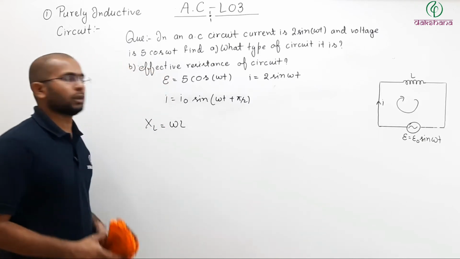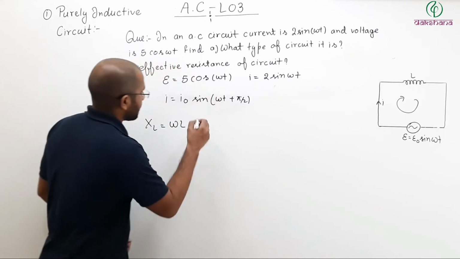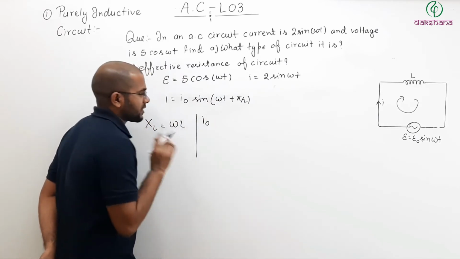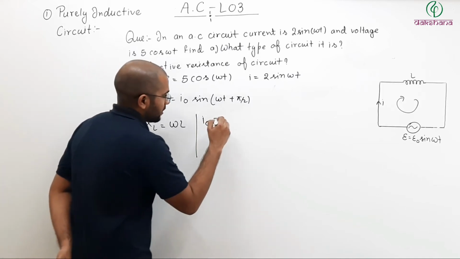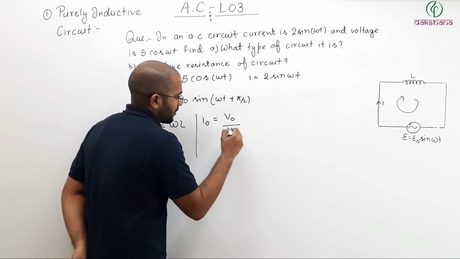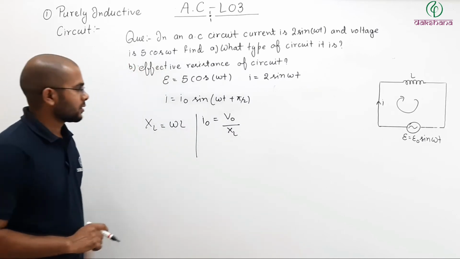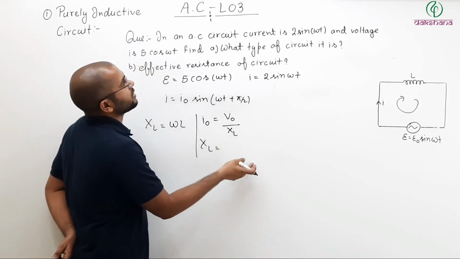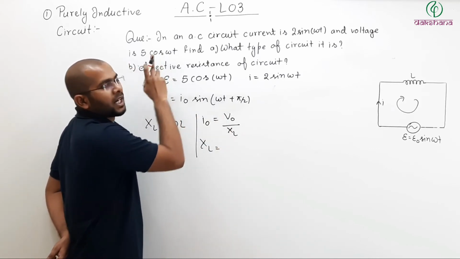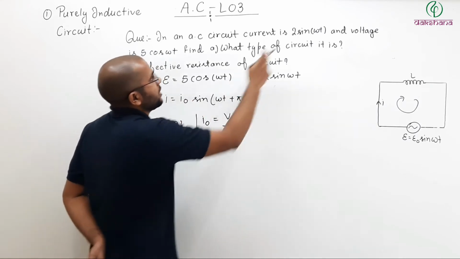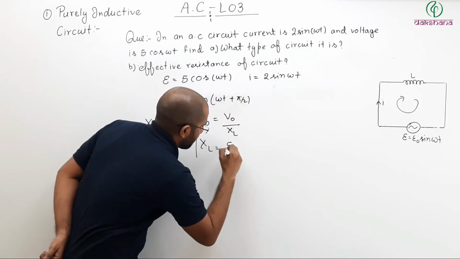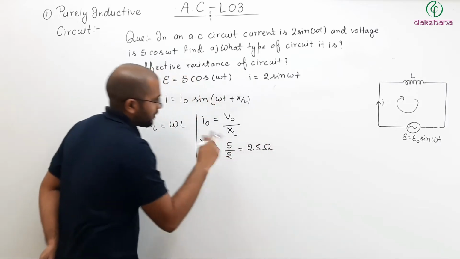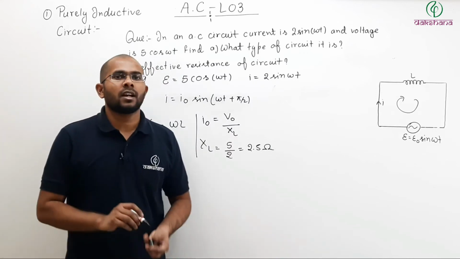But we know one more thing. What do we know? We know that in case of purely inductive circuit, I naught, maximum current, is nothing but maximum potential divided by XL. You know that, right? So what would be XL? XL will be nothing but V naught by I naught. What is V naught? 5 cos omega t is the voltage, so 5 is the maximum potential. 2 is the maximum current. So 5 divided by 2. So that is how much? 2.5 ohm. So that way you can find the effective resistance of this circuit.